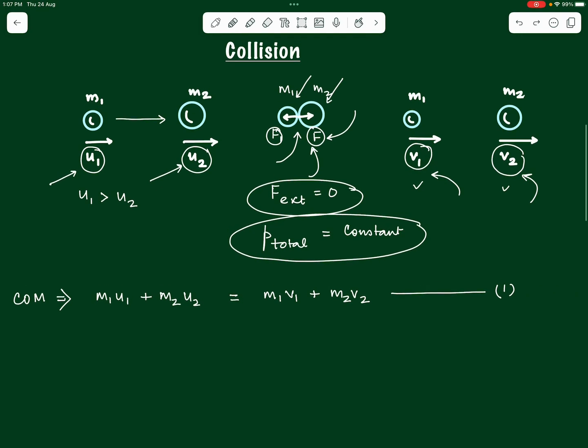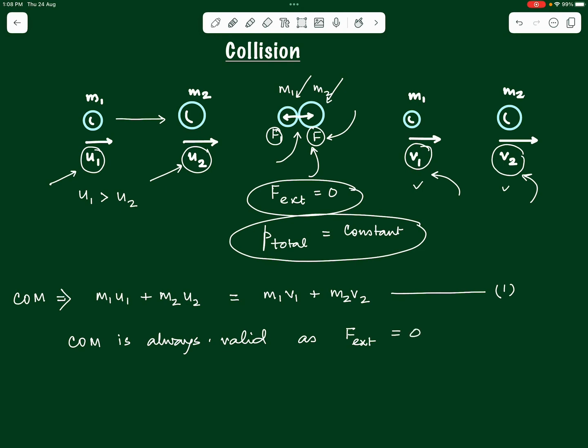Okay. So the important thing that we have understood just now is that conservation of momentum is always valid in case of collisions, except for a few exceptions which we shall see very soon, as the external force acting on the system is 0.